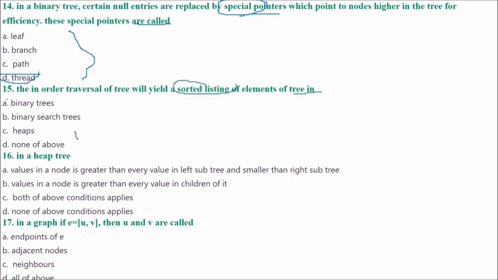Next, the in-order traversal of a tree will yield a sorted list of elements of the tree in which tree? You will get a sorted list if you perform the in-order traversal. The answer is binary search tree. In a binary search tree, if you perform in-order traversal, you will get a sorted list.